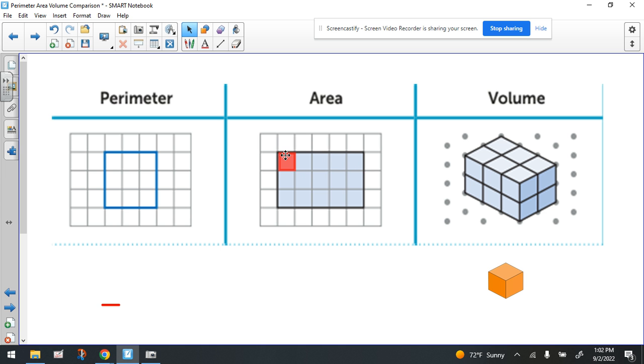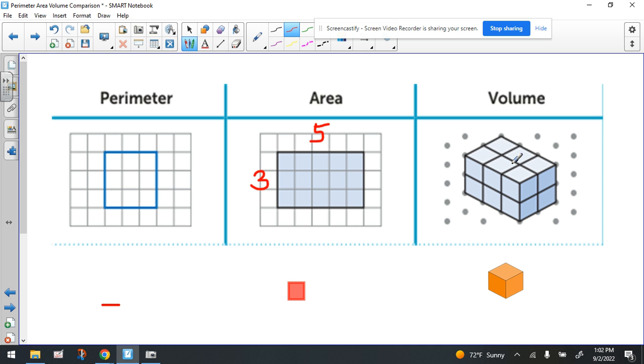Now, could we just count them one at a time? Sure, we could. 1, 2, 3, 4, 5, 6, 7, 8, 9, 10, 11, 12, 13, 14, 15. So to find the area, you would take whatever the length is, which in this case we said was 5, and multiply it by the width, which we said was 3, and 5 times 3 would give you 15 square, in this case centimeters, I think is what we said.